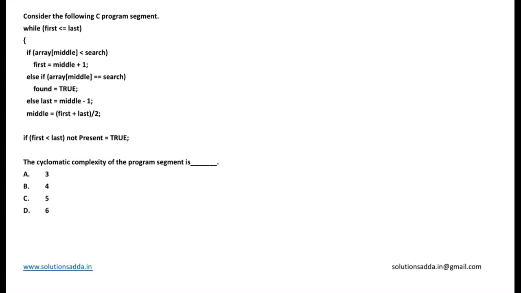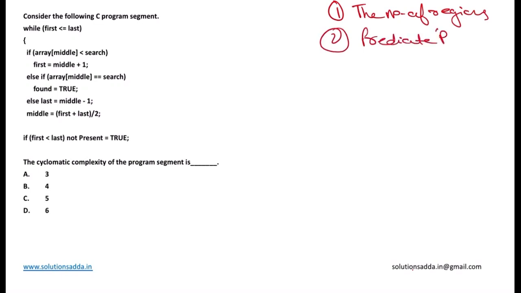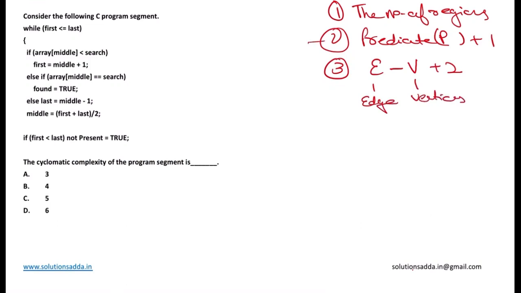This is a question from software engineering. Consider the following C program segment. The cyclomatic complexity of the program segment is: options are 3, 4, 5, 6. So we are given a program and we need to find the cyclomatic complexity. Basically we make use of three formulas: the number of regions, second is predicate P plus 1, and the third is E minus V plus 2, where E is edges and V is vertices in the case of a graph. So we'll be making use of the second formula.